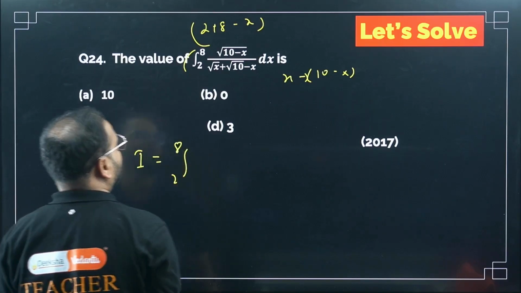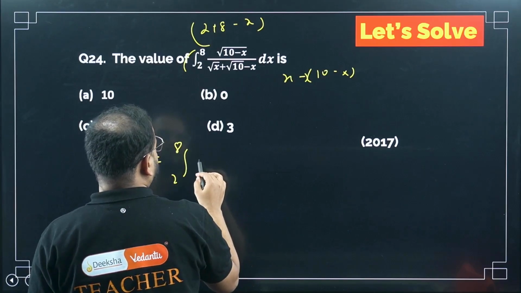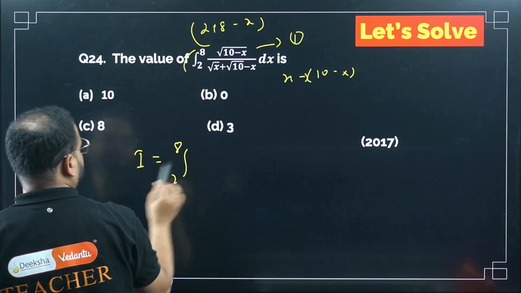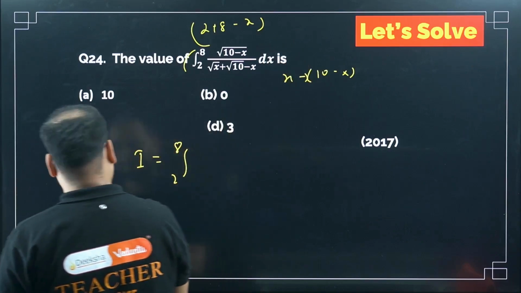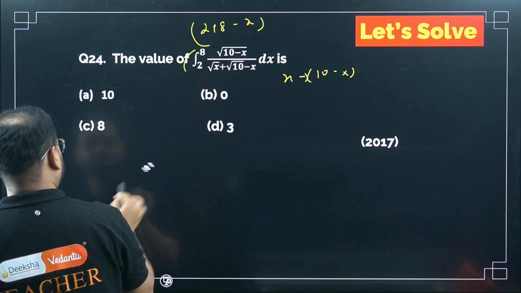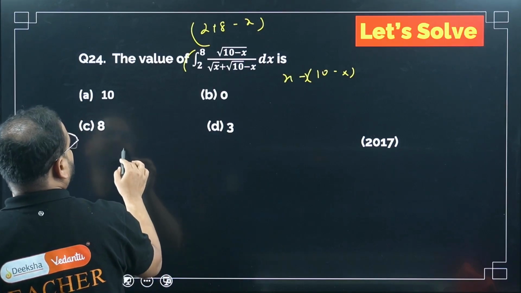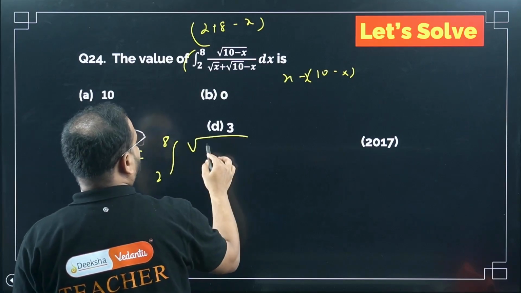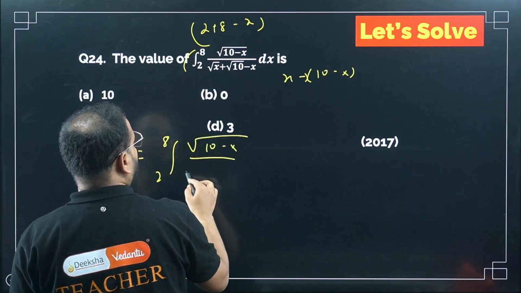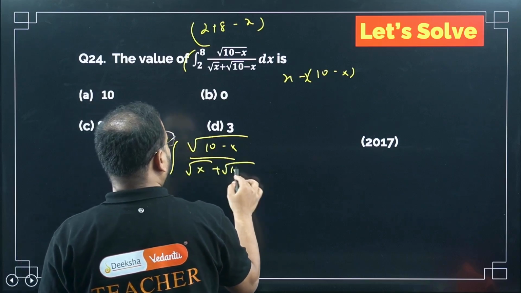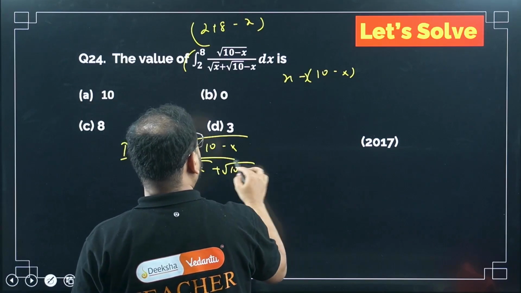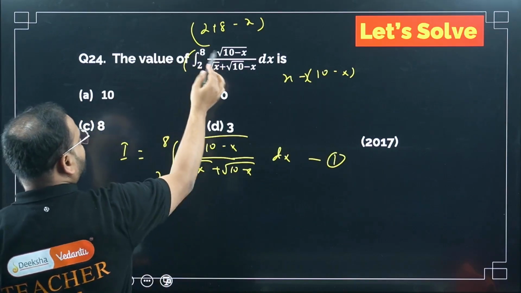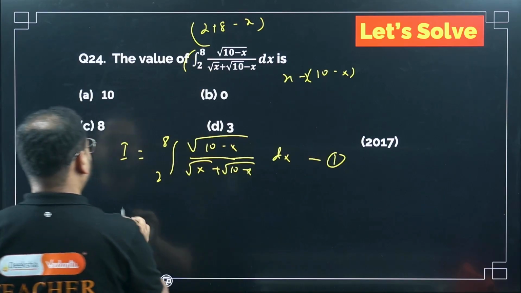Write this as I equals integral from 2 to 8 of root of 10 minus x upon root of x plus root of 10 minus x, with dx. This is my equation 1. What about equation 2? Replace x using 2 plus 8 minus x. So how much is that? 10 minus x. So I'll get what?